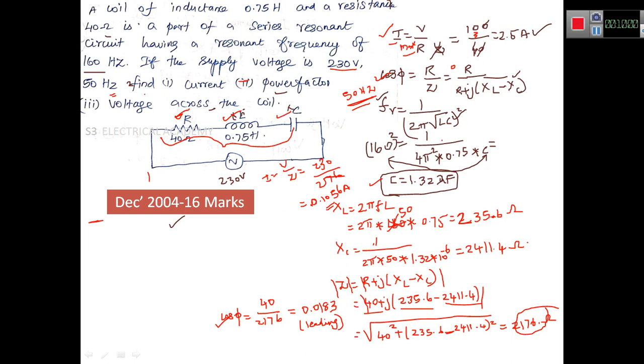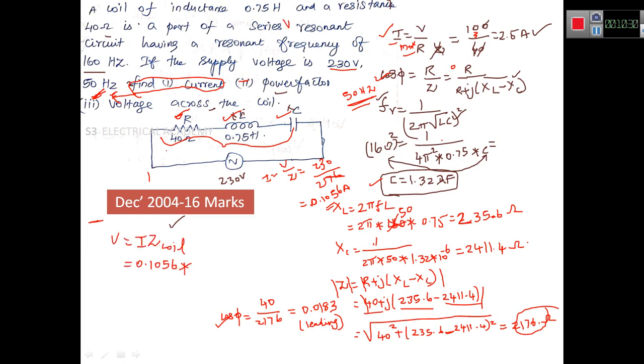Because read the question carefully, find the current for 50 hertz frequency only, not the resonant frequency. If it were the resonant frequency, the circuit would be operated at resonant frequency, and we would just divide the voltage by resistance. We can easily find the maximum value of current. So first current value V by Z, second power factor, third voltage across the coil.